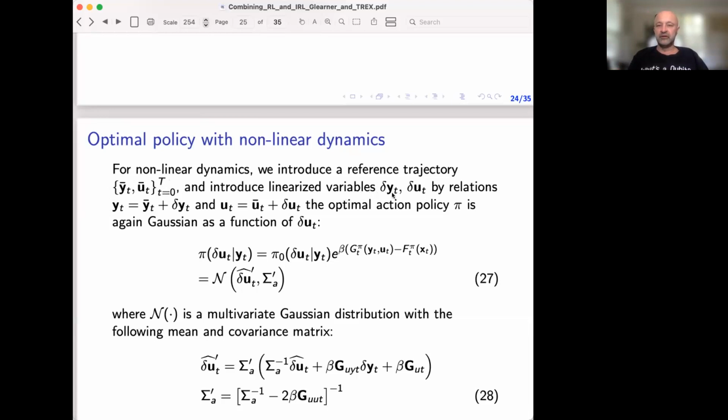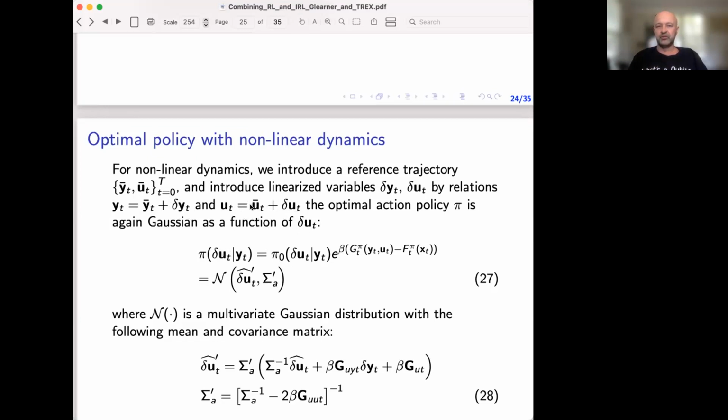And then we introduce linearized variables, which we denote by deltas, delta Y and delta U, using these relations. We can define delta Y from this relation, and we proceed the same way for delta U. Then, given this Y bar and U bar, our dynamics is linearized in terms of these quantities. So we linearize the dynamics for delta Y using controls delta U, and repeat the whole procedure. Now we look at the policy as a function of delta U instead of U.